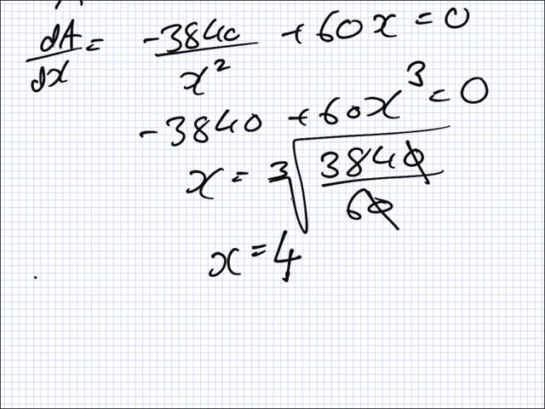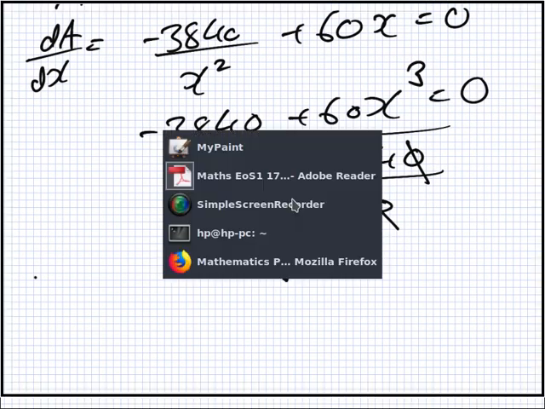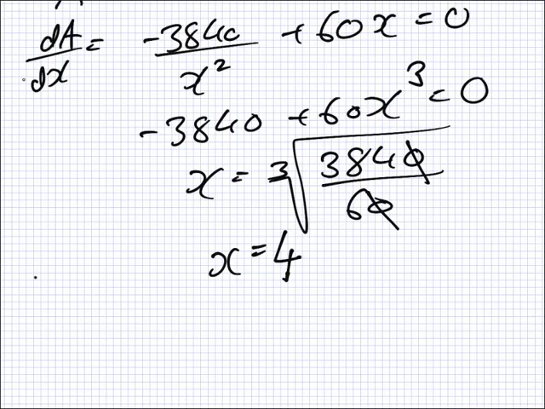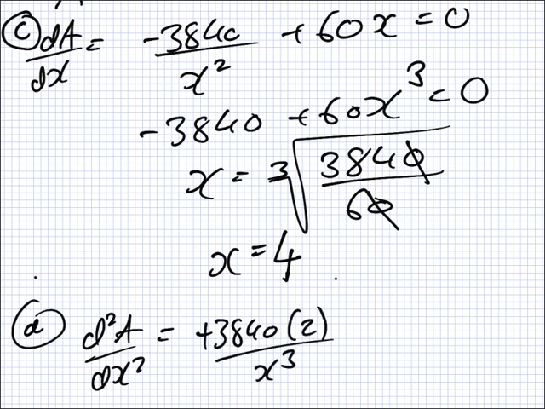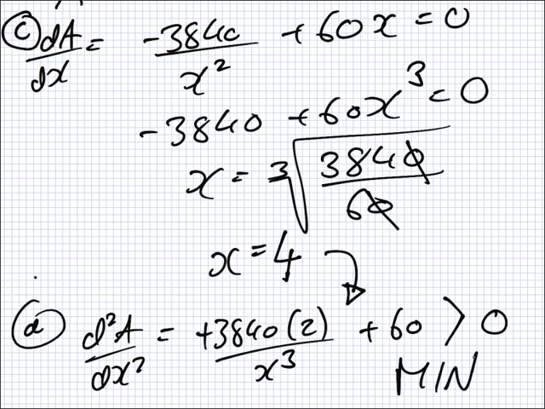Right, so that's that part. Next is confirm it's a minimum. So we confirm it's a minimum by getting the second derivative. So that would be minus 3840 times minus 2 over x cubed plus 60. Now I can see when I put in a positive x is 4 that this is guaranteed to be positive. There's no way this could be negative. So I'm not even going to bother to calculate it because I know it's positive for sure, which makes it a minimum.